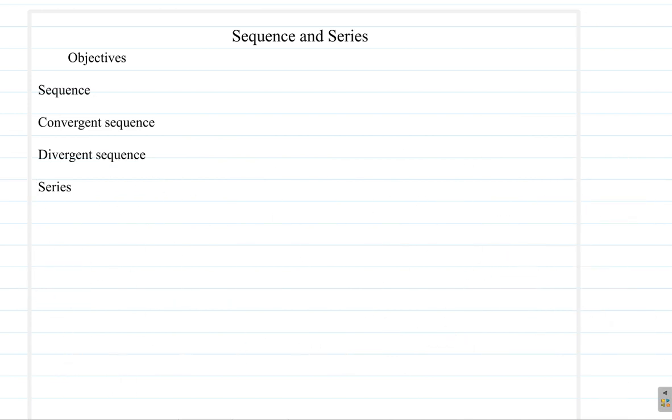Now, convergent sequence. This is a sequence where the numbers get smaller and smaller and smaller, and it will approach one specific number. Alright?